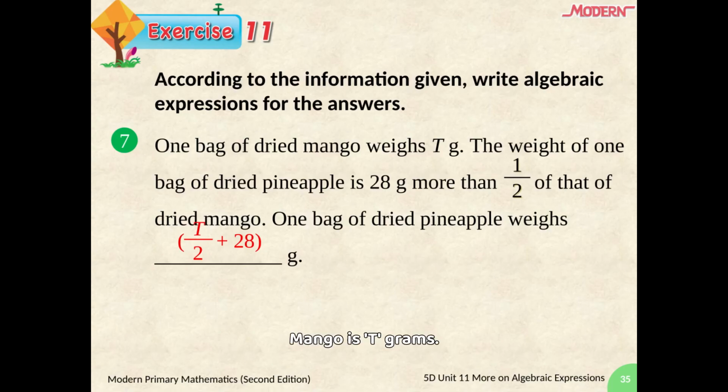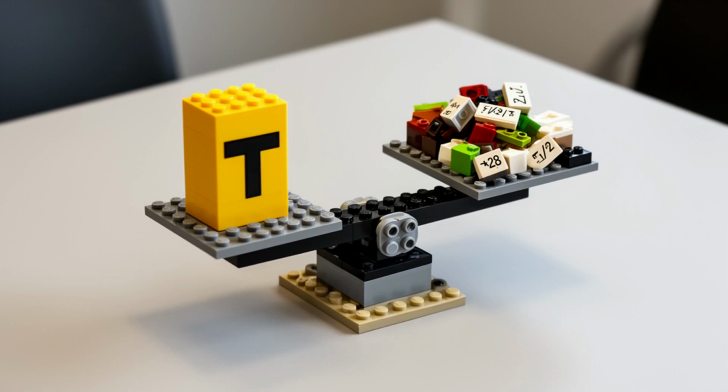Dried fruit weight. Mango is T grams. Pineapple is 28 grams more than half the mango. Pineapple is heavy duty. Half the mango is T over 2. Add the 28 grams. Total pineapple, T over 2 plus 28. A perfectly balanced math snack.